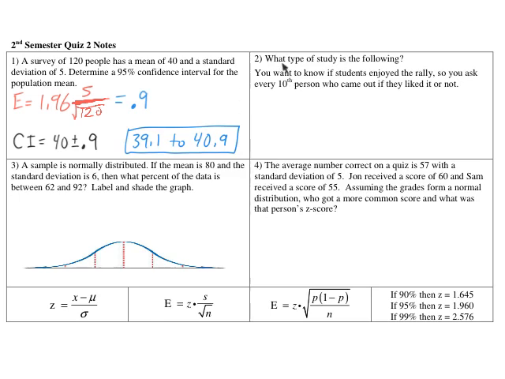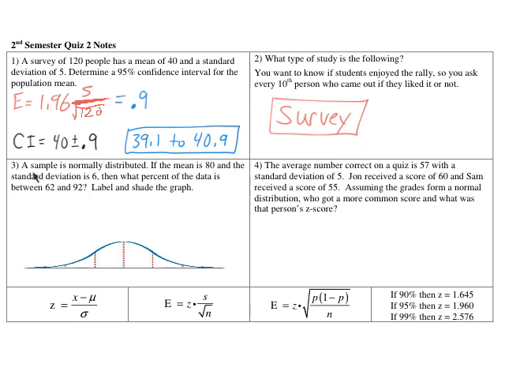Next, we want to do this one. What type of study is this? You want to know if a student enjoyed the rally, so you ask every 10th person who came out if they liked it. So since you're asking somebody, this is going to be a survey. Alrighty, that's all we got. Just remember, for the different types of studies, you have survey, observational, and experiment.